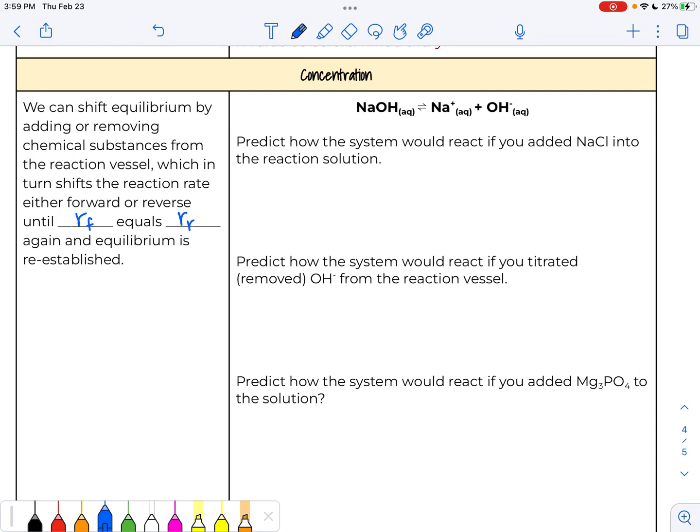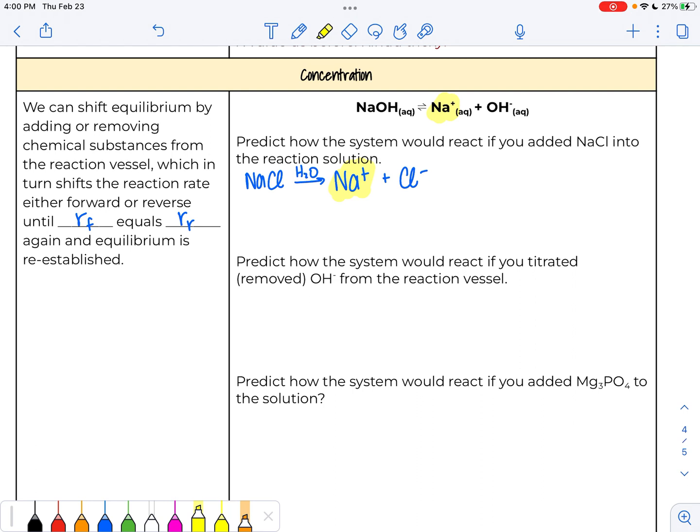What we want to think about is how the system would react if we added NaCl into the reaction solution. NaCl is not represented in our reaction equation, but a piece of it is. Think about what happens when you add NaCl salt into water. It's going to dissolve. If NaCl gets into solution, it is going to dissolve to produce its ions, Na+ and Cl-. And now, boom, those two things match up.